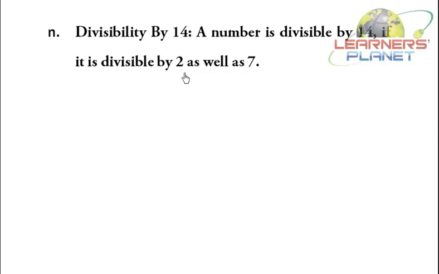Now why we have taken 2 and 7? Since we have already discussed, we have to choose the factors which are co-prime to each other. So 14's factors are 2 and 7, and these factors are co-prime to each other. So if the given number is divisible by these factors individually, then the number will be divisible by 14.